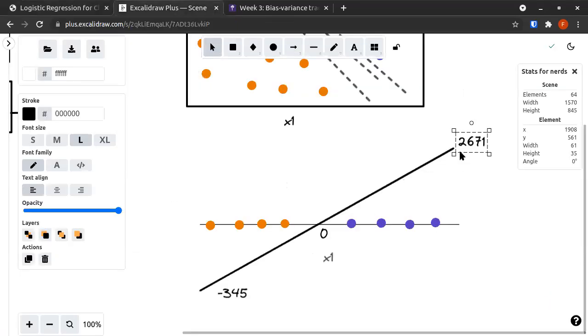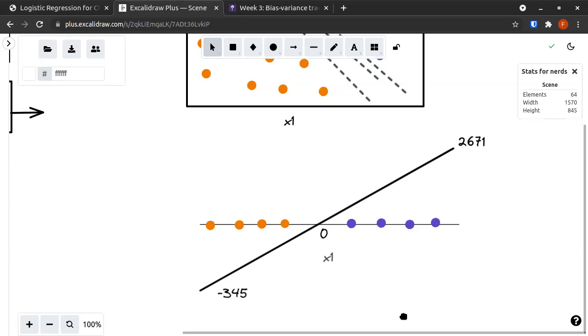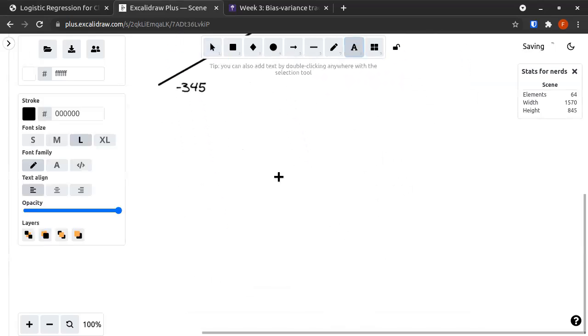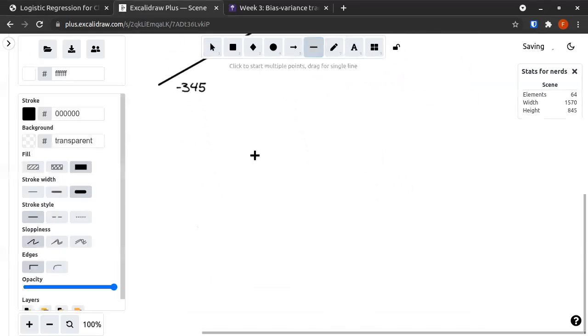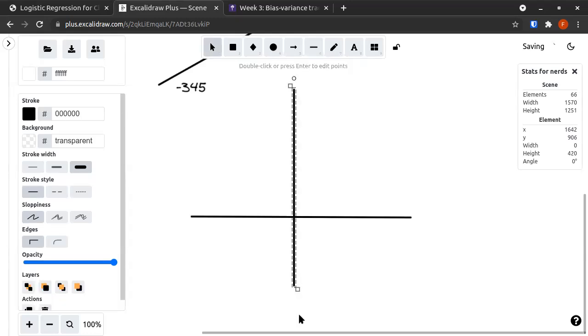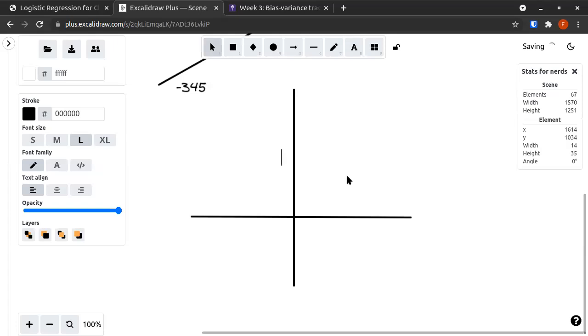So this plain linear regression is not at all mapped to 0 or 1. What could be a function that maps any real value to 0 or 1? Okay, so we have many choices, really. I'm going to put a 1 here.